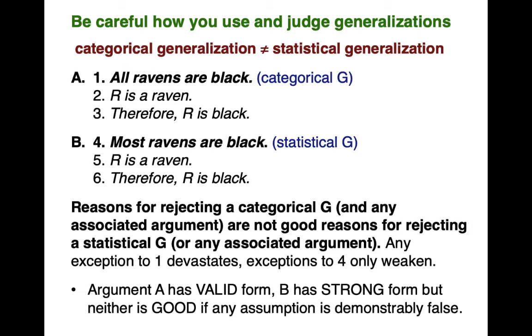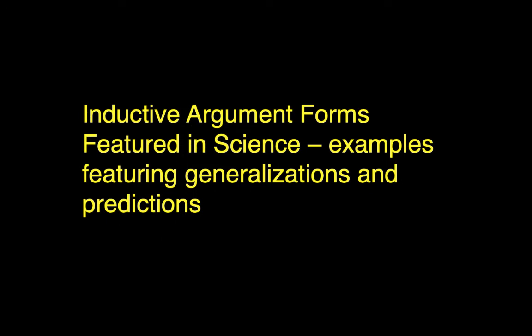Argument A has valid form. Argument B has strong form. Argument A is deductive. Argument B is inductive. Neither is good if any of the assumptions is demonstrably false. Here are examples of inductive argument forms in science, using generalizations and predictions.